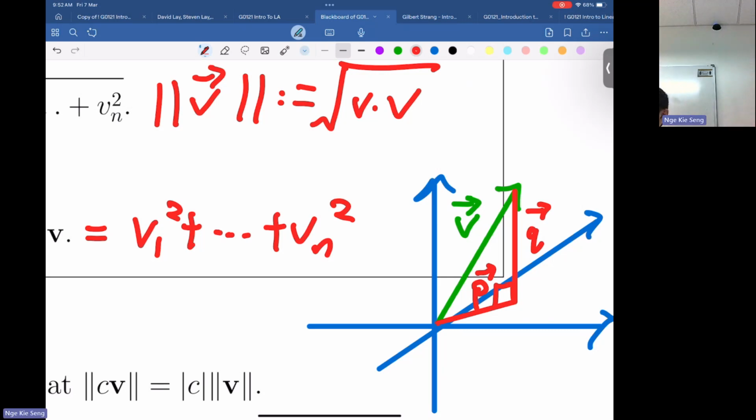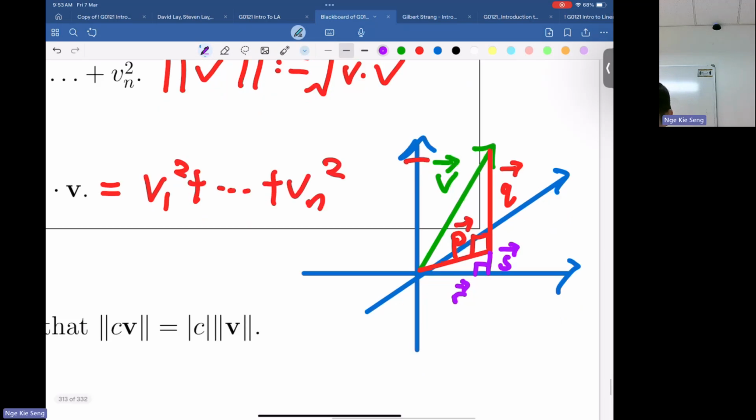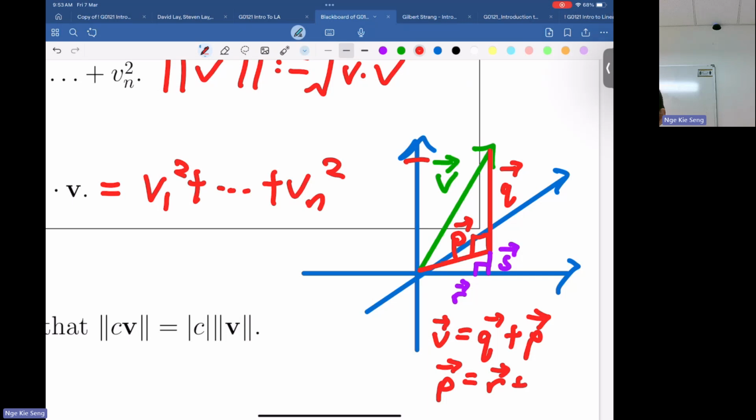Q is easy to figure out, but how about P? Q is just the height, right? But P, you can figure out using another 90-degree triangle. Maybe call it RS. So what does it mean? Can you see here? V equals Q plus P, and then P equals R plus X here.